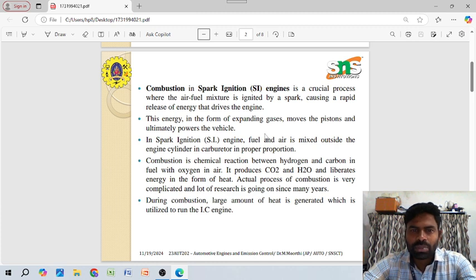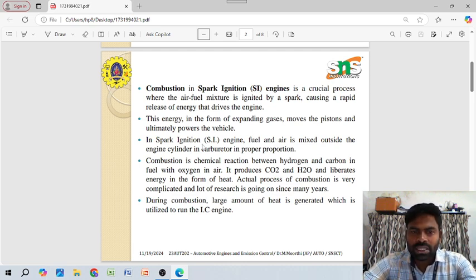If you take a 4-stroke engine, we have 4 strokes called the suction stroke, compression stroke, expansion or power stroke, and finally the exhaust stroke. During these different strokes, the piston is moving up and down so that we can get the movement of the vehicle through the rotation of the crankshaft.